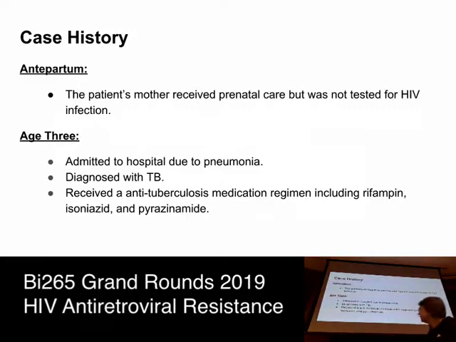At age 3, we see that he's admitted to a hospital due to pneumonia. The initial diagnosis is that of tuberculosis, and as a result, he's put on anti-tuberculosis medication such as rifampin, isoniazid, and pyrazinamide.